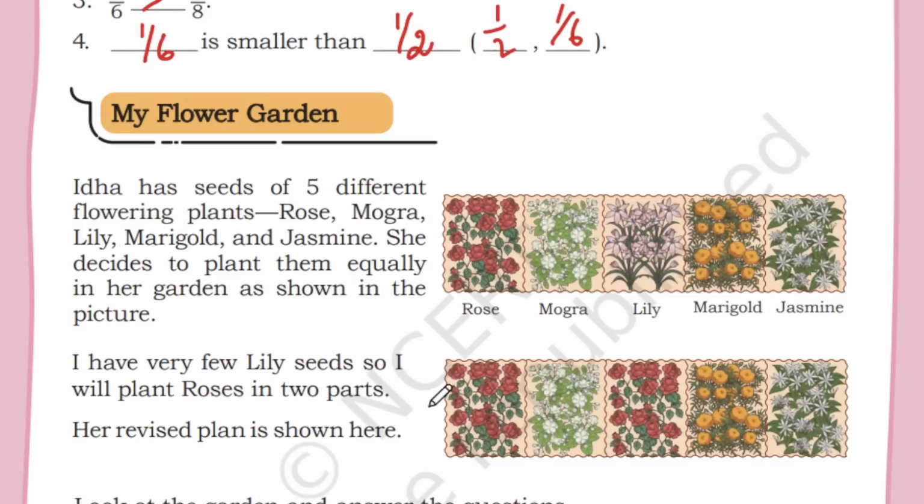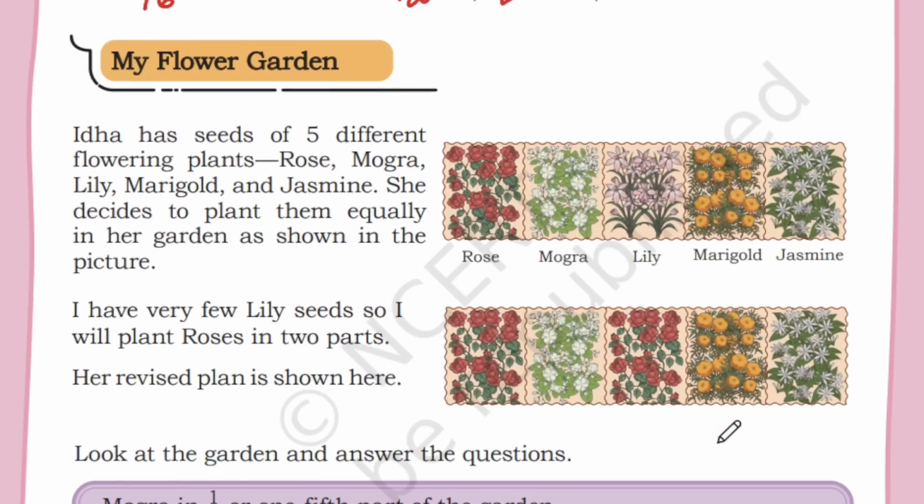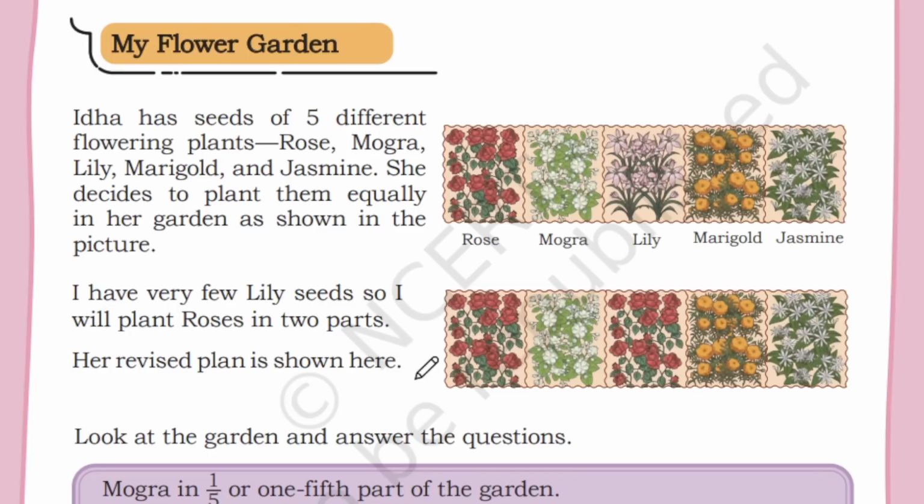So here, her revised plan is shown here. What is she telling? She is telling, I have few lily seeds. So she is having few lily seeds. So I will plant rose in 2 parts. So here rose is there. See? And here also rose is planted. So what she has done now, she has few lily seeds, so she planted rose in 2 parts here.